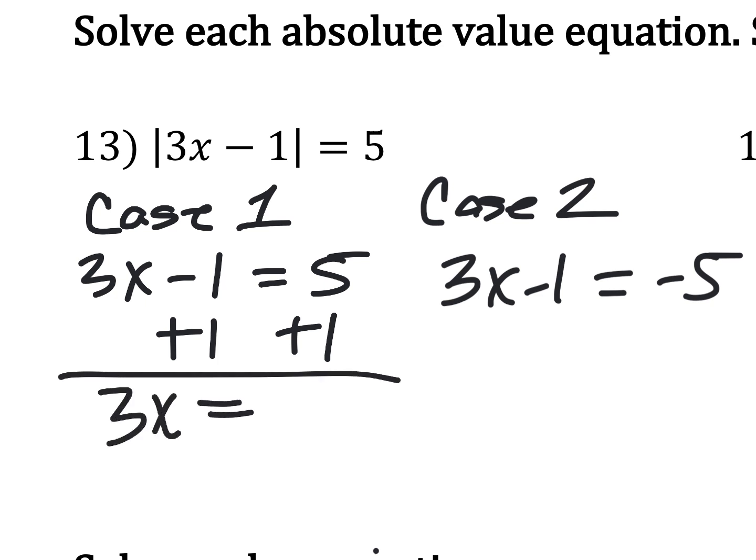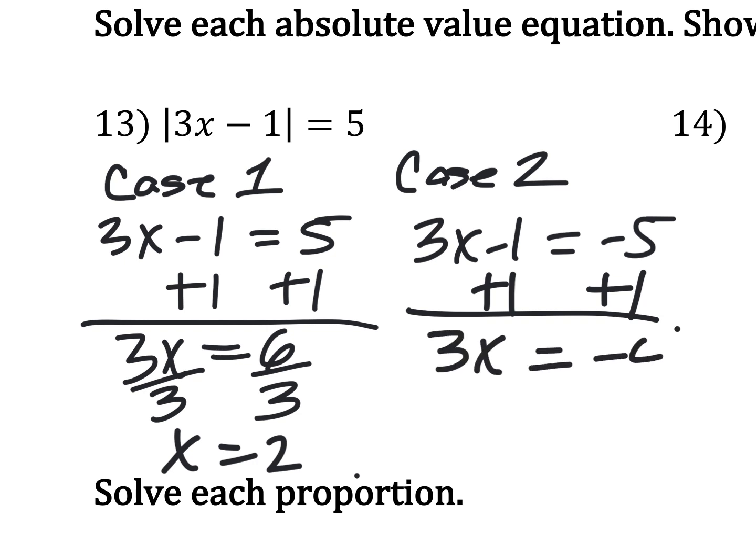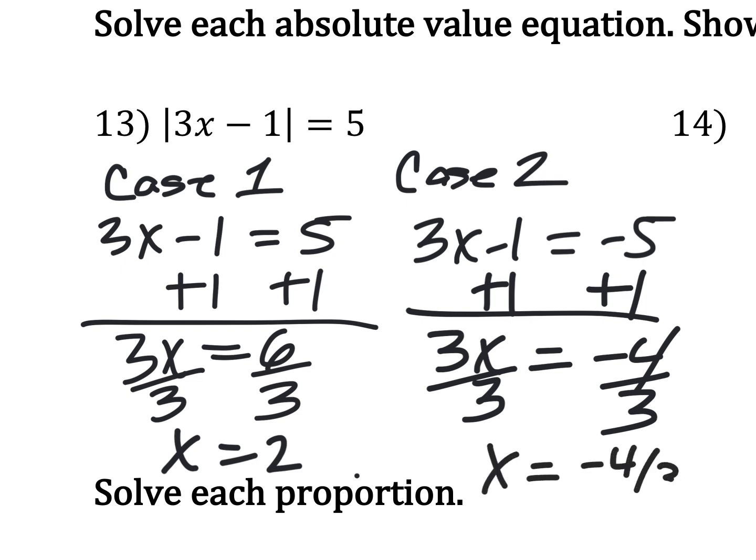So 3x is equal to 6. Divide both sides by 3. X is equal to 2. Here I'm going to add 1 to both sides. 3x is equal to negative 4. Divide both sides by 3. X is equal to negative 4 over 3, because that's as simplified of a fraction as it's going to get.